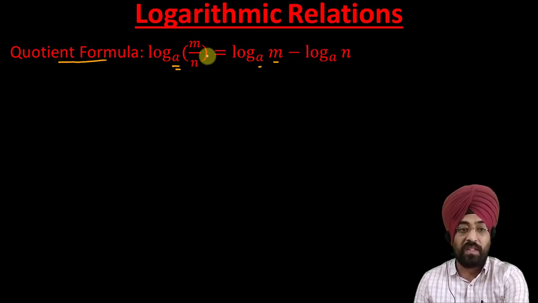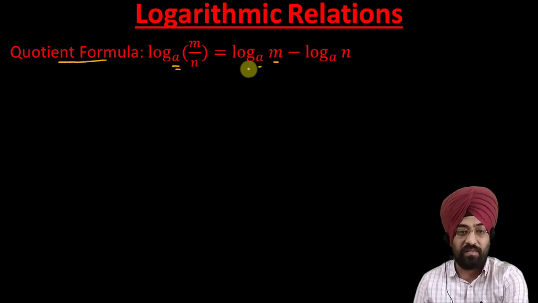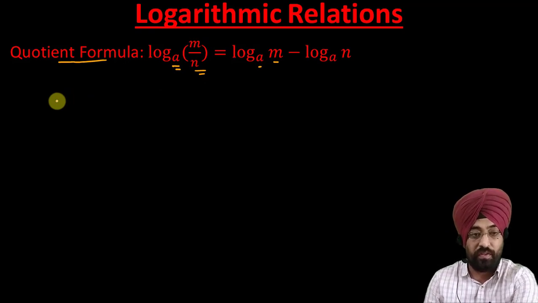If these two numbers are multiplied, then we get a positive sign. If they are divided, we get a negative sign. It is log of m with base a minus log of n with base a, which means log of numerator minus log of denominator. Now let us prove it again. This can be proved similarly.